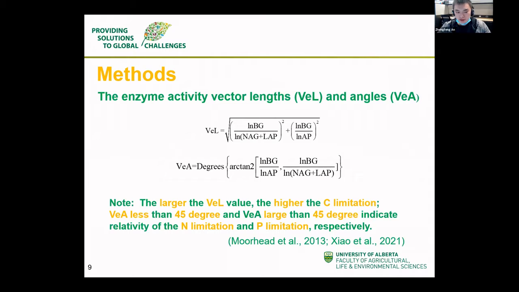We also use the two vector factors to represent the relative carbon, nitrogen, and phosphorus limitation in different treatments. The larger the vector length, the higher the carbon limitation, while when the vector angle is less than 45 degrees, it means relative nitrogen limitation, and when the vector angle is larger than 45 degrees, it means phosphorus limitation.